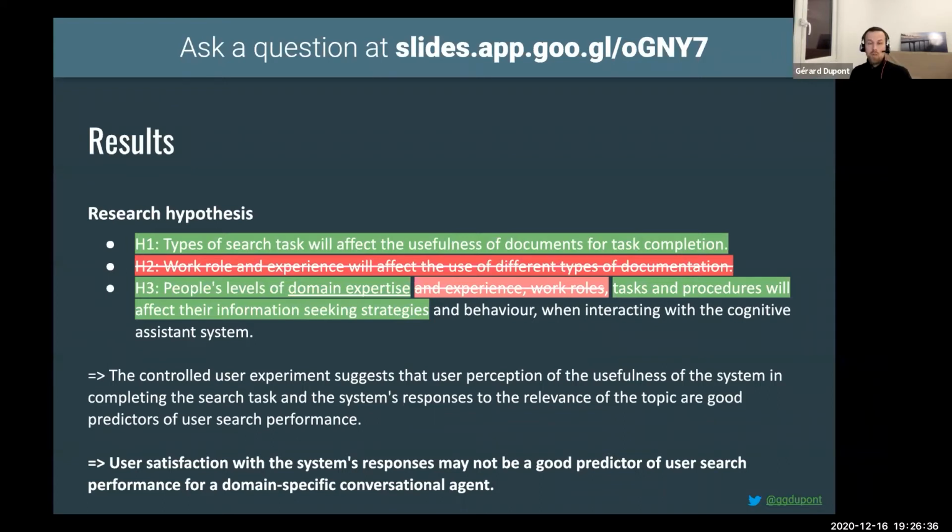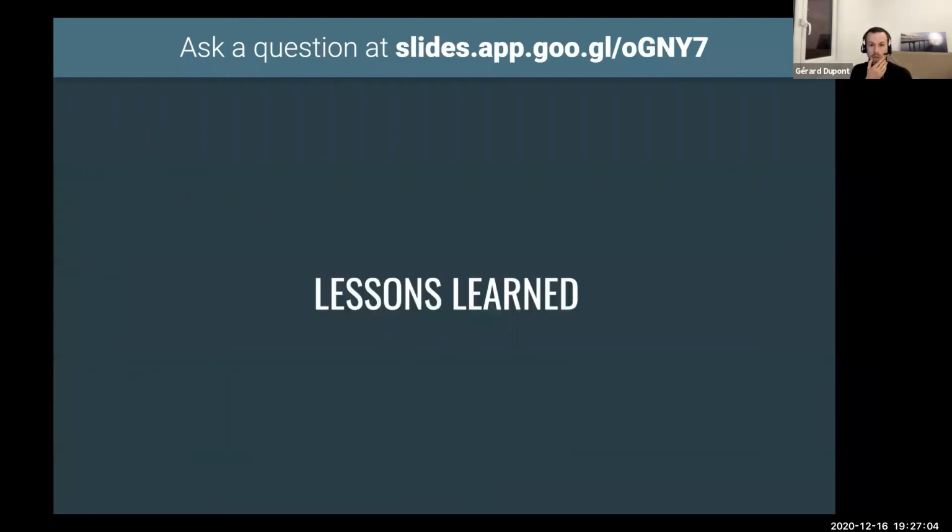So it's really more focused on the information presented and the relevance of the content presented, and not on the overall satisfaction. So making a system that provides a nice user interface and a good feeling to the user is actually not a good predictor for performance in this kind of situation. So in the end, what were the lessons learned on this study?